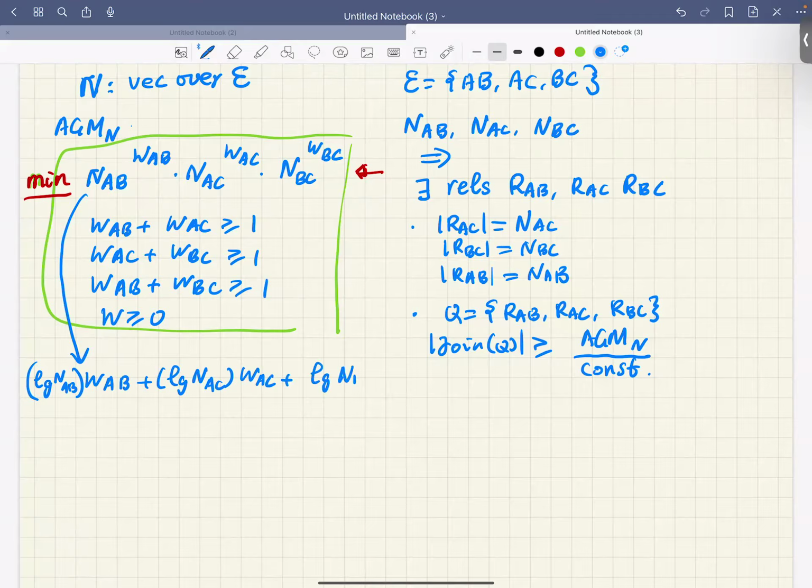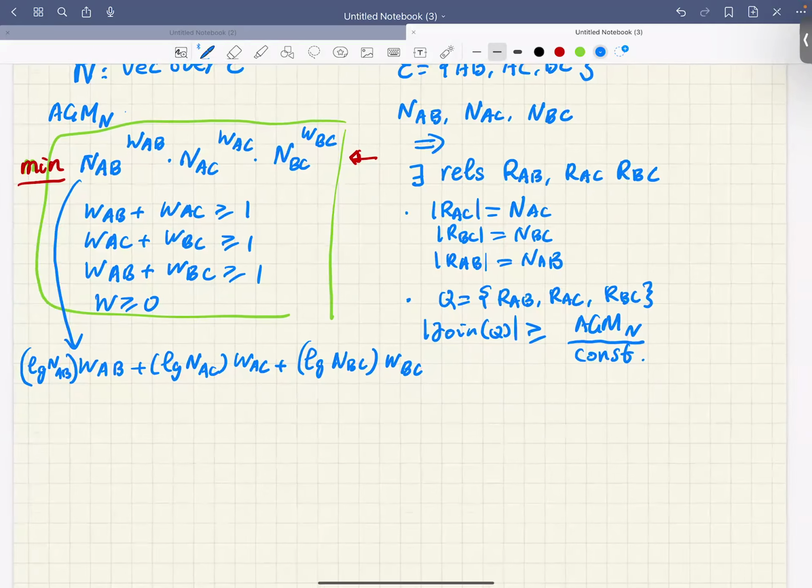Okay, so I want to remind you what the variables in this linear program are. The W represents the vector that you try to choose. And remember these n vectors, right? NAB, NAC, NBC. They are the vectors that you give me in the first place, right? So I'm not choosy over the n vector at all. You give me whatever vectors, and it's my job to convince you that I can indeed match the AGM bound of that n vector using concrete relations. I have to construct the relations for you.